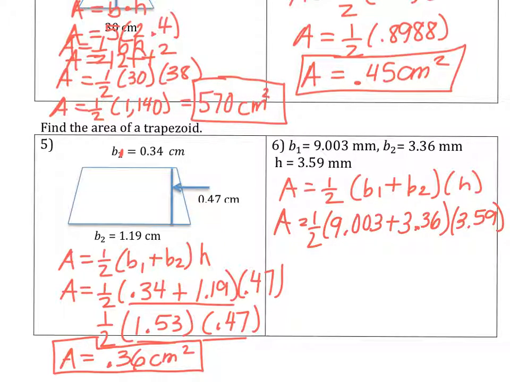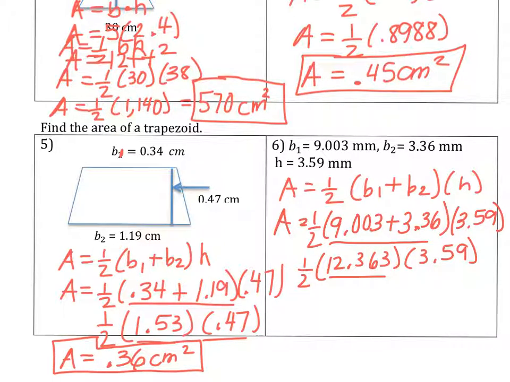I'm going to go ahead and add what is in parentheses first, because I have to do order of operations. 9.003 plus 3.36, I get 12.363. And now I can go ahead and multiply 12.363 times 3.59 divided by 2. I get my area equals 22.2 millimeters squared.